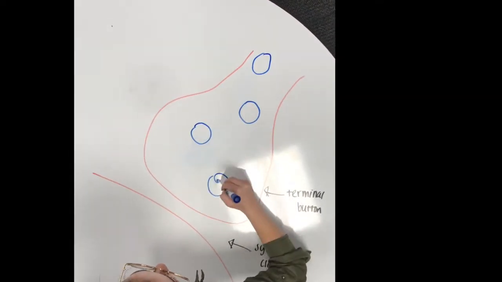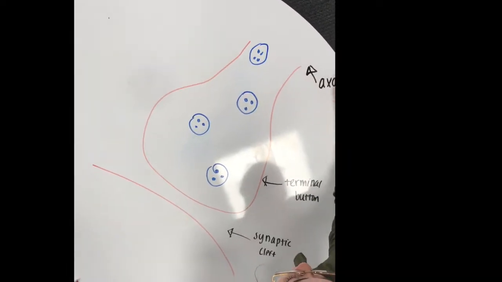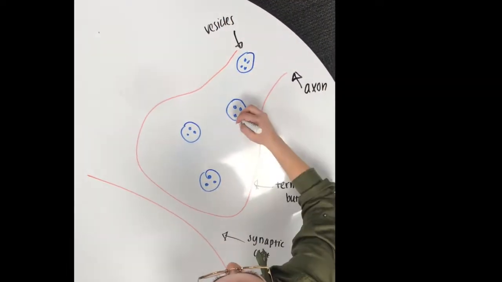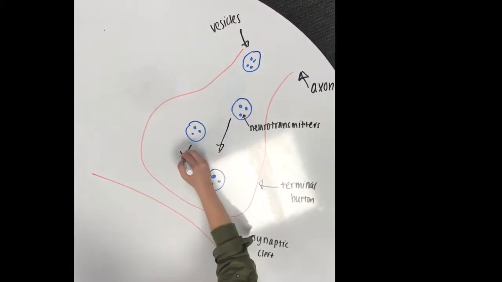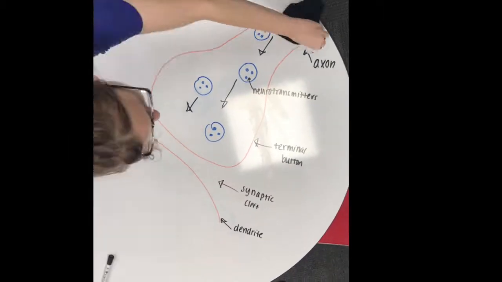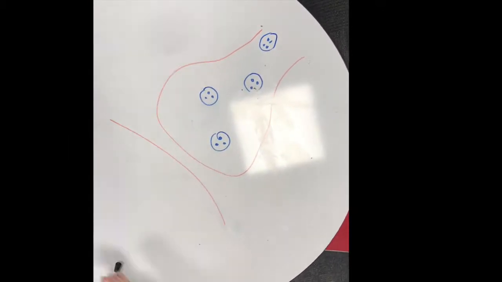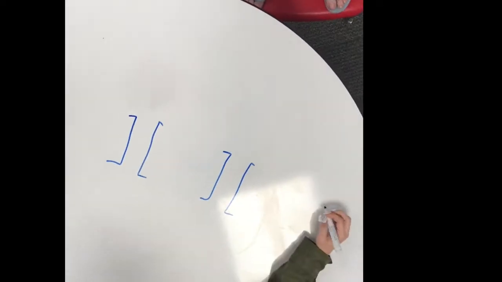In the terminal button, we can see vesicles making their way towards the synapse. Within these vesicles are neurotransmitters, the chemical messages sent between neurons, which have traveled down from the cell body through the axon down to the synaptic cleft to be communicated to the dendrite. Once the vesicle binds to a membrane, it is released through a pore into the synaptic cleft.